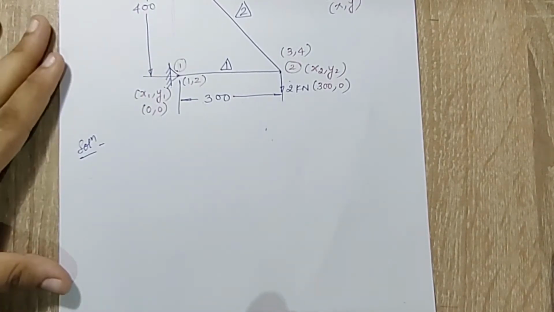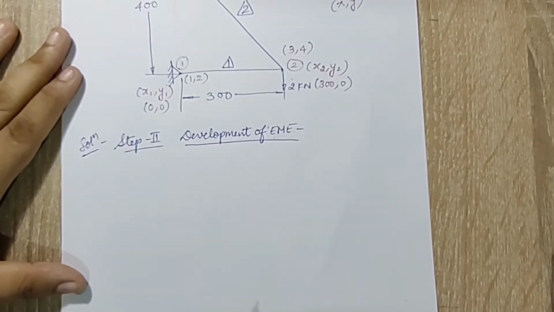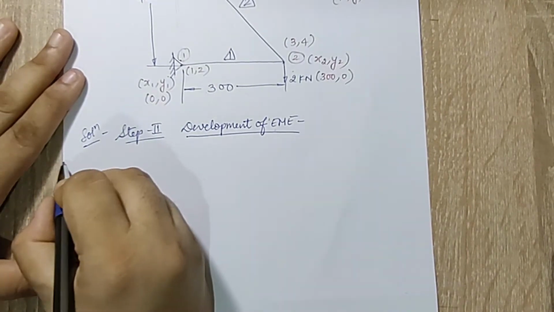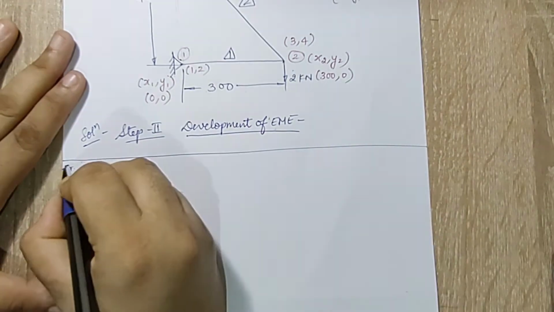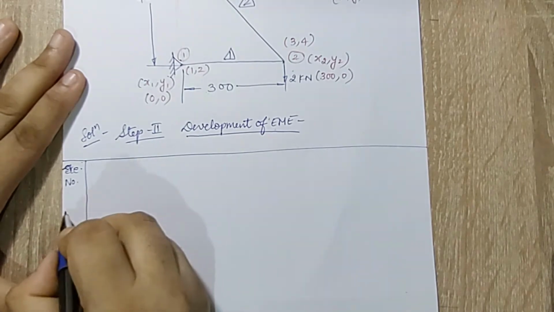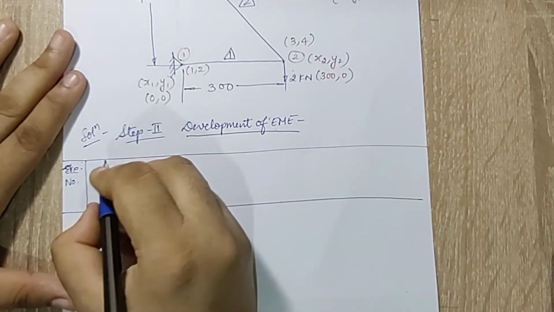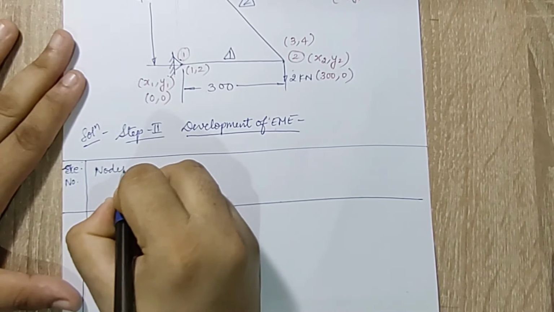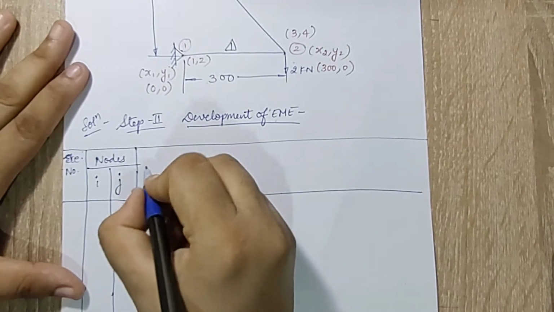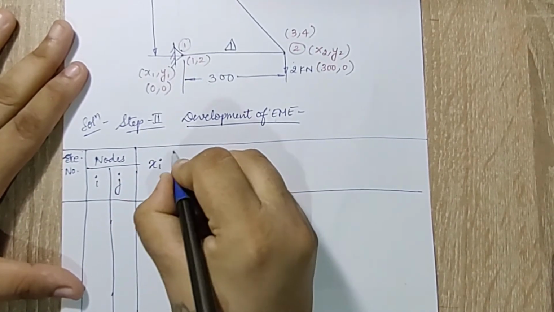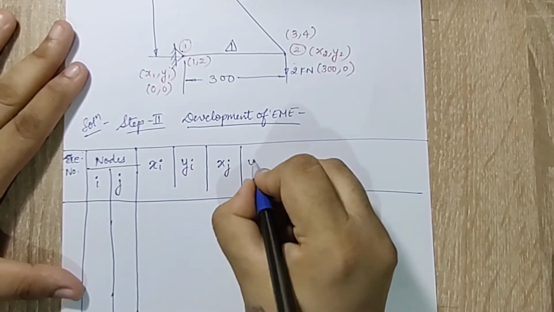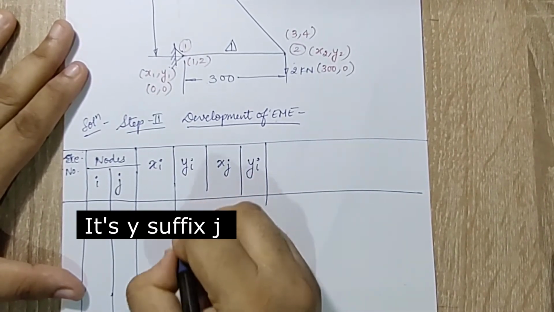Next I will go for step 2, which is development of E.M.E. Now when you are solving for truss element, there is a table which is supposed to be made. I will just show you quickly how the table is supposed to be made. First I will go for element number, which I will write over here. Next I'll go for nodes. Every element will be between two nodes, so let me call them i and j. Next I'll go for its coordinates xi, yi. I'll have xj, yj. These are the coordinates of each node.